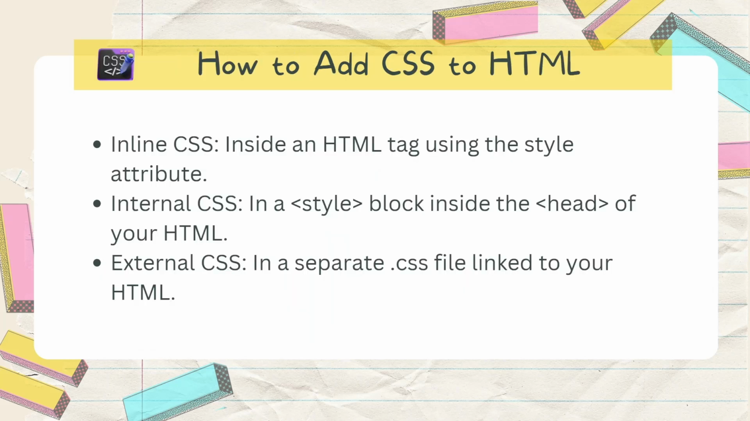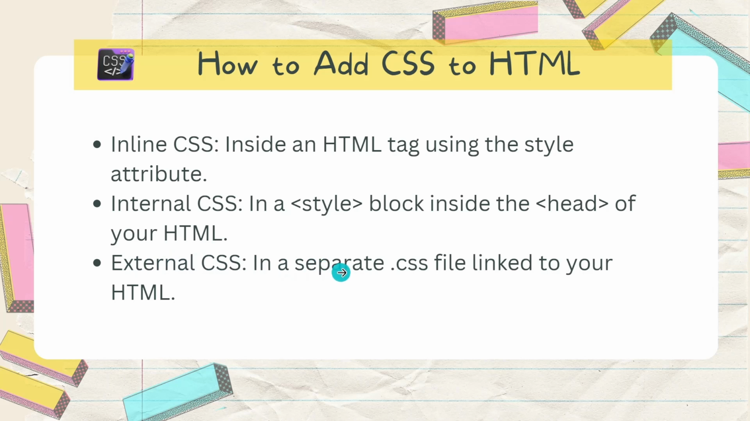What is also important for us to know is to understand how we can add CSS to HTML. There are three ways to add CSS to HTML. You have your inline CSS, you have your internal CSS, and you have your external CSS. For the inline CSS, inside an HTML tag, you use the style attribute. For the internal CSS, inside the head section of your HTML, you can create a style block and put whatever styling for your CSS that you want.